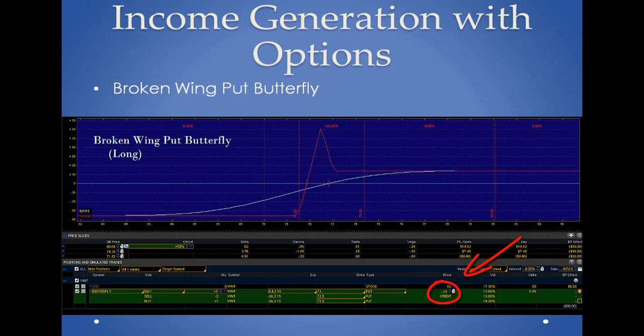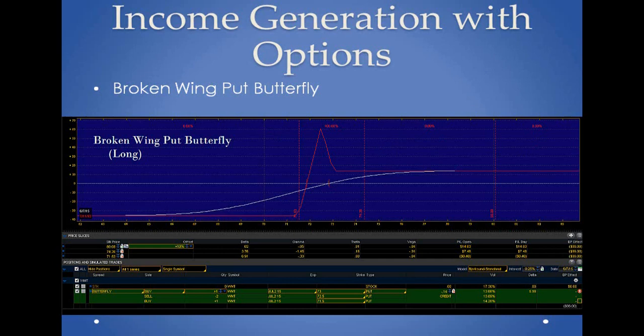Now you can see with this put butterfly, it's skewed for the upside. So if we were worried about upside, that's when we would put on this put butterfly. The max profit would be achieved when Walmart stays right here at $72.50. If it continued to rally to the upside, you can see that we would be able to keep our credit of 14 cents. That is our profit to the upside, or our break even, if you will. It's not really a break even because we are staying profitable to the upside.